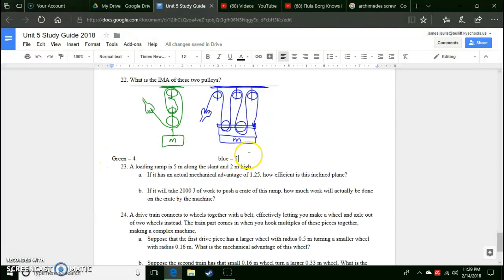So green one's 4, blue one's 5. Pulleys are really easy. No math, just counting. So the picture on the test will be very similar to these. It'll be one of my crappy hand-drawn ones. So just pay attention to where the load is and count your strings.